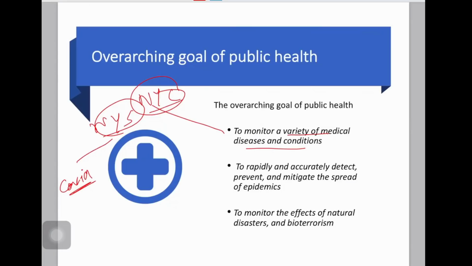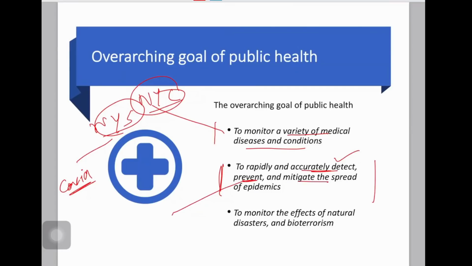The second point is to rapidly and accurately detect, prevent, and mitigate the spread of epidemics. This is about how accurately we can detect the severity, then define the ways to prevent and mitigate the spread of an epidemic. And thirdly, to monitor the effect of natural disasters and bioterrorism.